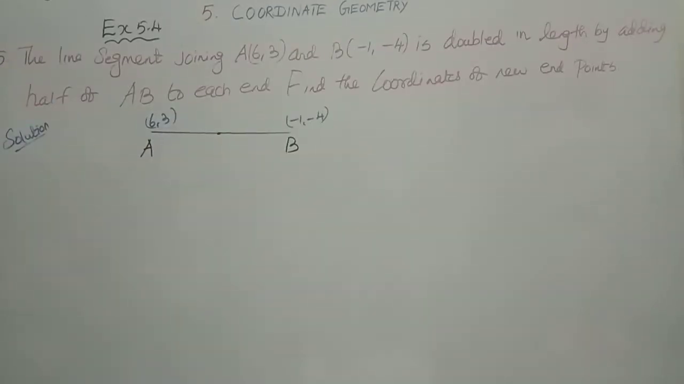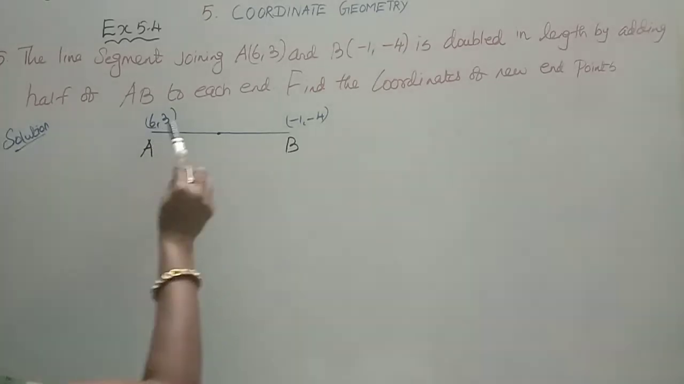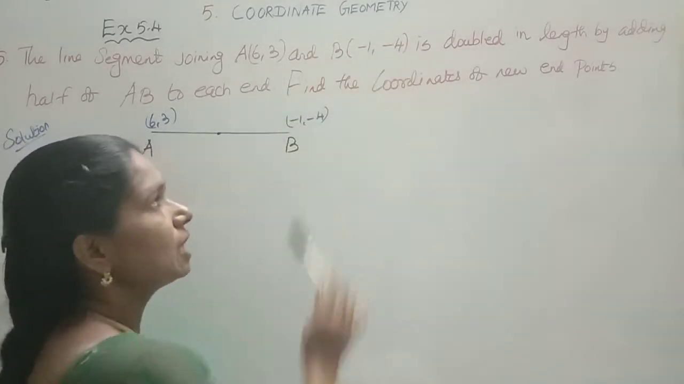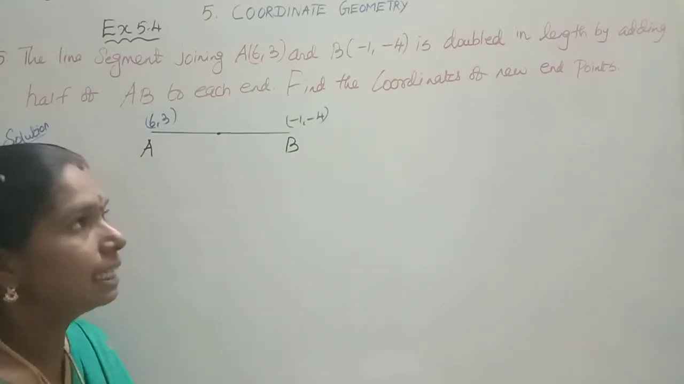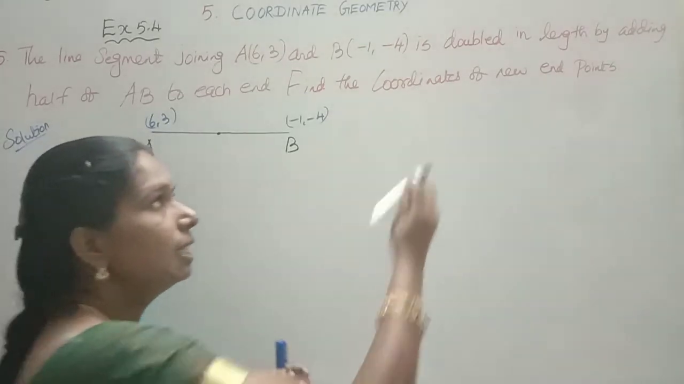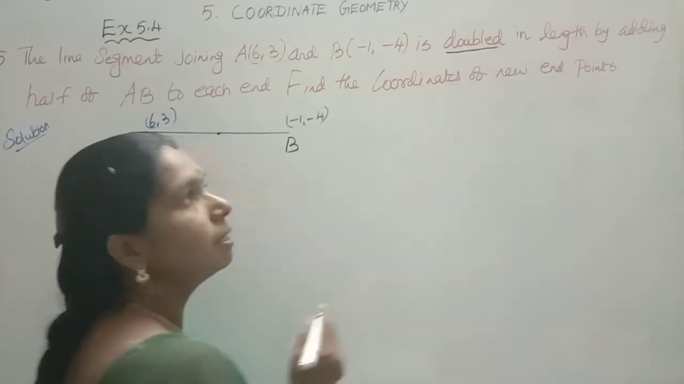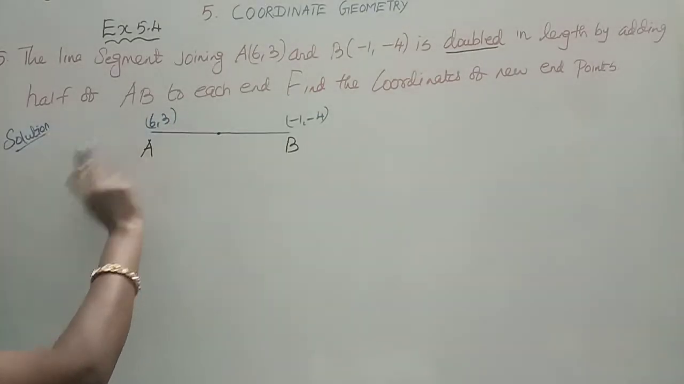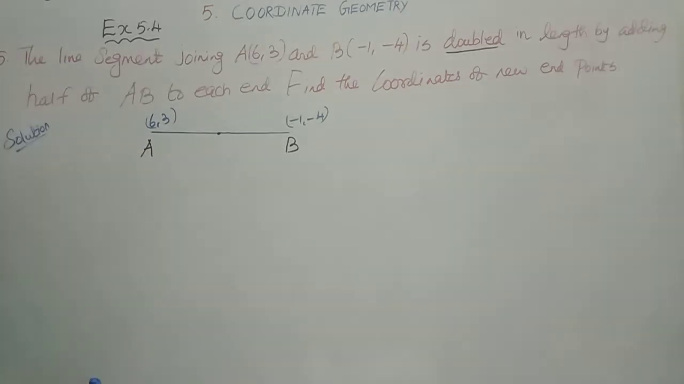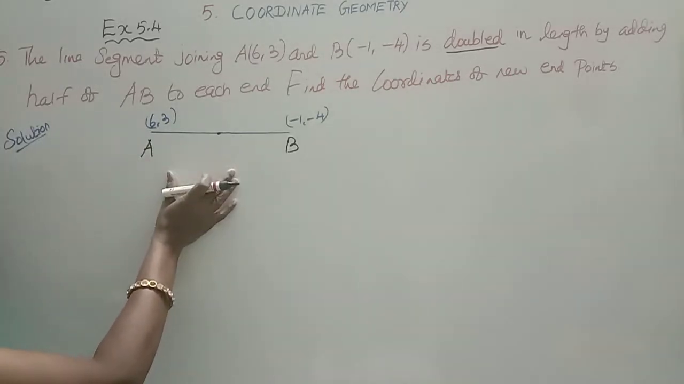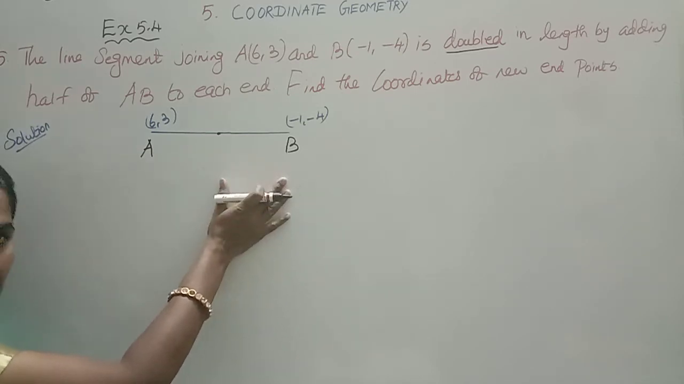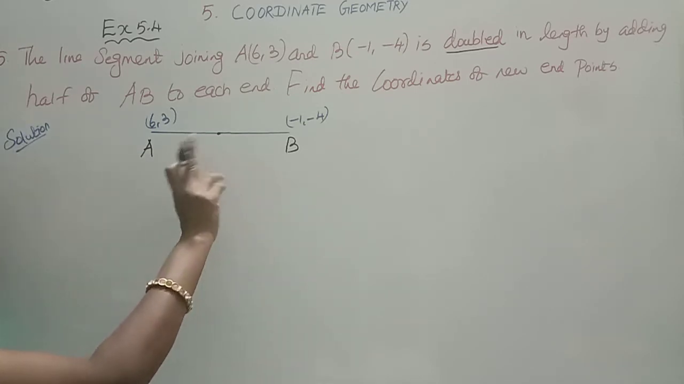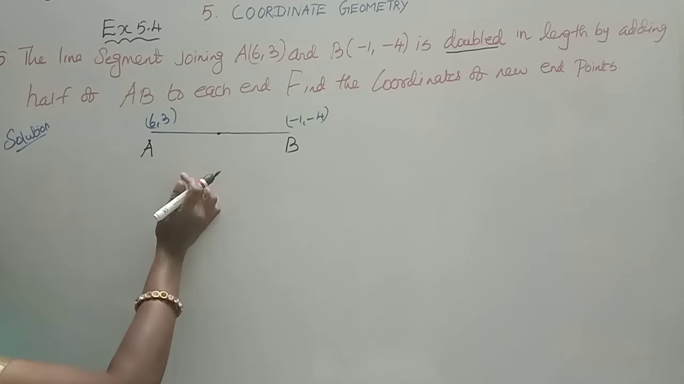Now fifth sum: the line segment joining A of 6, 3 and B of -1, -4 is doubled in length by adding half of AB to each end. Understand the question? Find the coordinates of the new end points. Here they have given the line AB and this line length is doubled. How is it doubled? By adding half of AB.